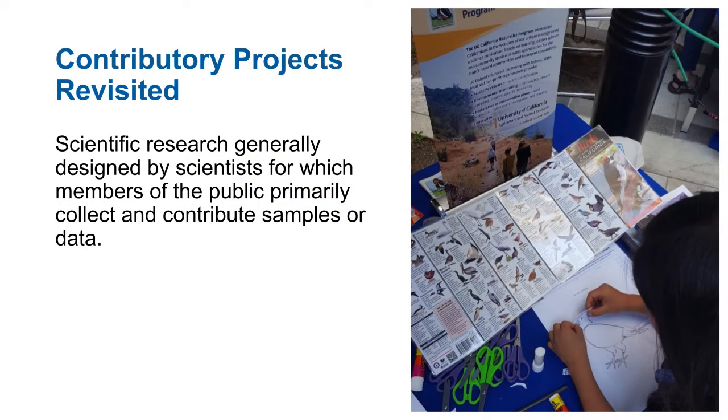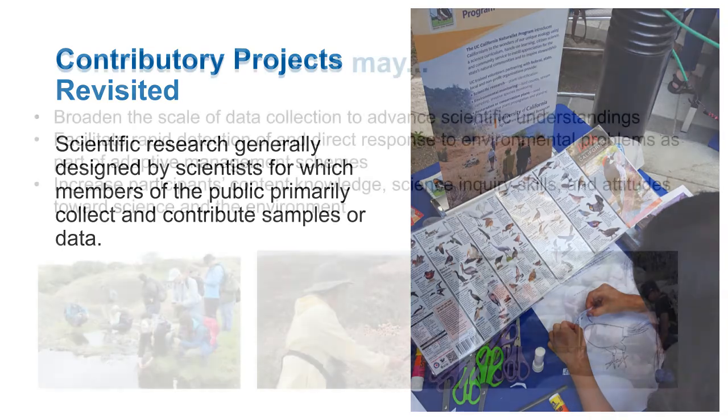In our first video, we discussed the many different forms that participatory science can take. Contributory projects are particularly common, and refer to scientific research generally designed by scientists, in which members of the public have the primary role of collecting and submitting data, such as species sightings or water samples. Occasionally, members of the public may be involved in early analysis of this data as well, for example, in projects in which they help classify camera trap images.